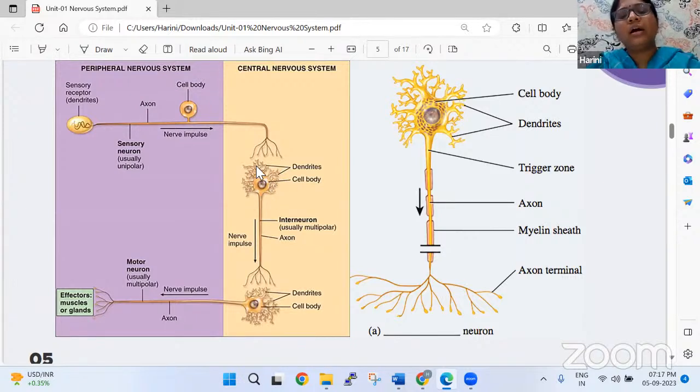And where are these neurons present now? I think you all have understood what the neurons are. These are the neurons which are present in the brain and spinal cord, right? So these are mostly the interneurons, right? They are intermediate between the sensory and the motor neuron, so they are named interneurons. Okay. And here the information is integrated in the brain, saying that you need to take this action.